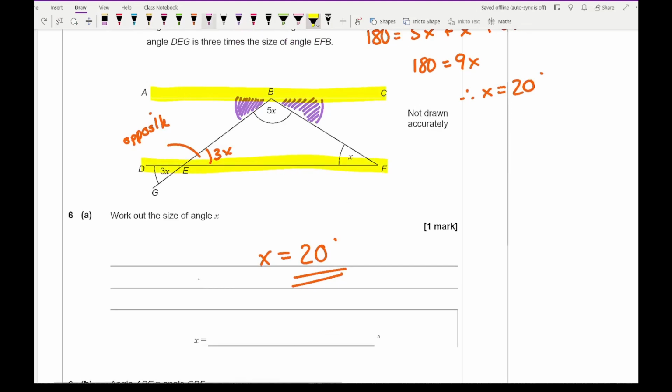So what I need to do is work out what this angle here is going to be. Well, if this angle here is 5x and x equals 20, then this angle here is going to be 100 degrees. Then to work out this angle, if this angle here is y and this angle here is y, then 2y plus 100 equals 180, because we know that AC is a straight line. So 2y equals 80, so y equals 40. Now if this angle here is 3x, then that's going to be 60. So as you can see, if AC is parallel to DF, then these two angles here should be the same.